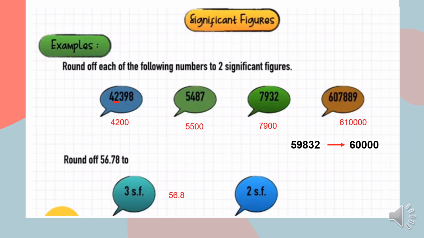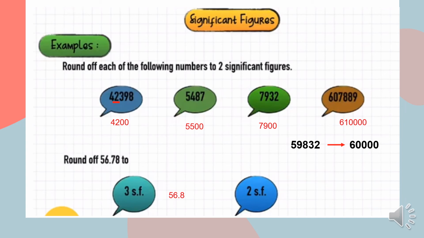And then maybe some of you will say, can we write 56.80? Can or cannot? No, we cannot put 0 next to 8, because if you write 56.80, it already means 4 significant figures. Meanwhile, the question would like you to only have 3 significant figures.